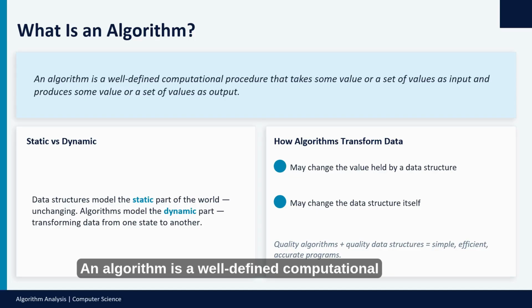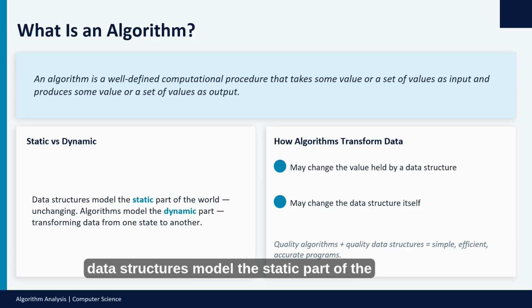Let's begin. An algorithm is a well-defined computational procedure that takes one or more values as input and produces one or more values as output. Think of it as a precise recipe. Every step is clearly specified, and following those steps correctly always leads to the correct result.